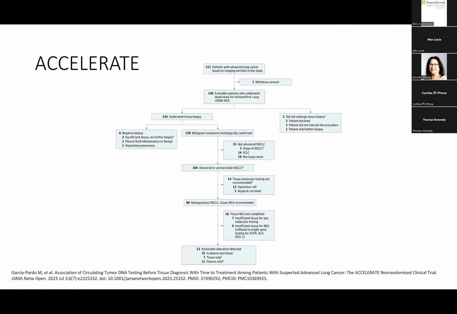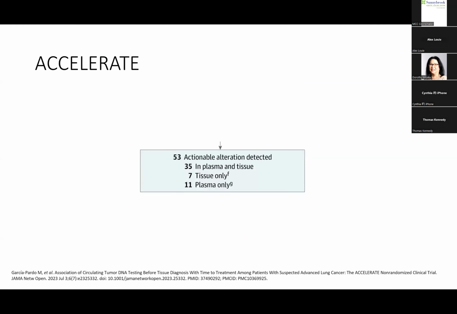Looking at this flow, we can see that they had 151 patients initially, 145 of which underwent biopsy, which identified 139 malignancies. Of those, 90 had recommendation for tissue NGS. And when we look down at the bottom, 53 mutations were detected in this population. Interestingly, 35 of them were both in plasma and in tissue. We would expect to see some only in the tissue, but we also identified 11 mutations only detectable in the plasma.